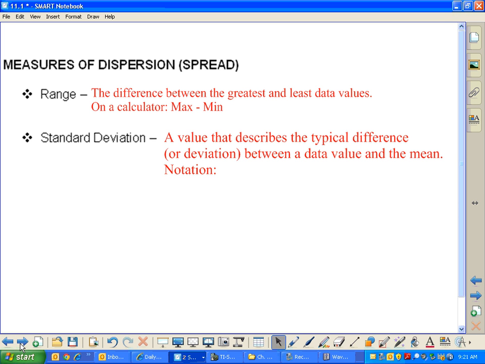And the definition for standard deviation. Standard deviation is fancy talk for a typical difference. It's a value that describes the typical difference, or deviation, between a data value and the mean.